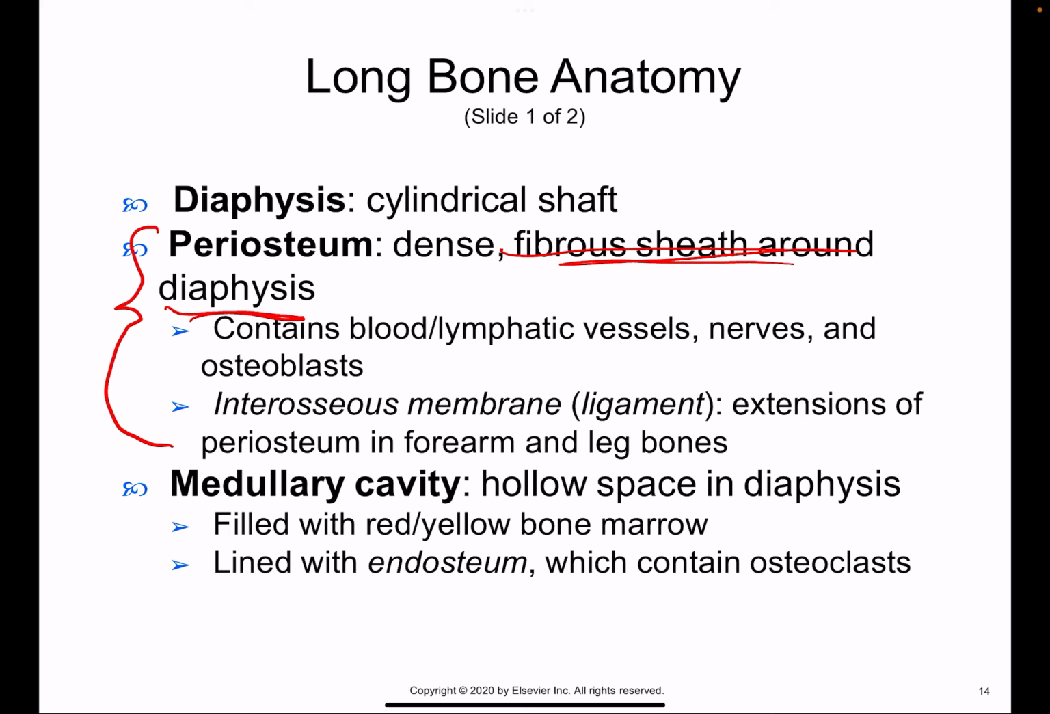So here we also have what is known as the interosseous membrane. So here we have osseo again, right? So in bone membrane, which is a type of ligament.